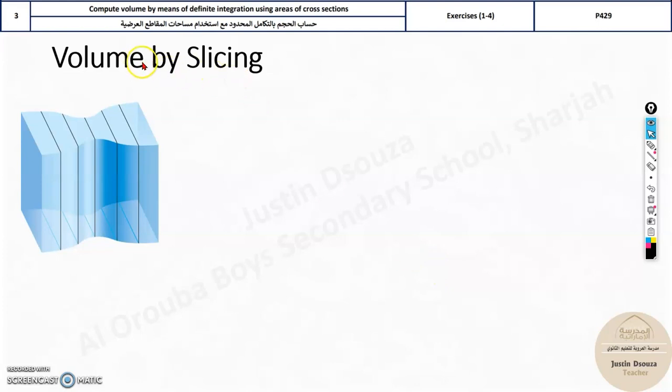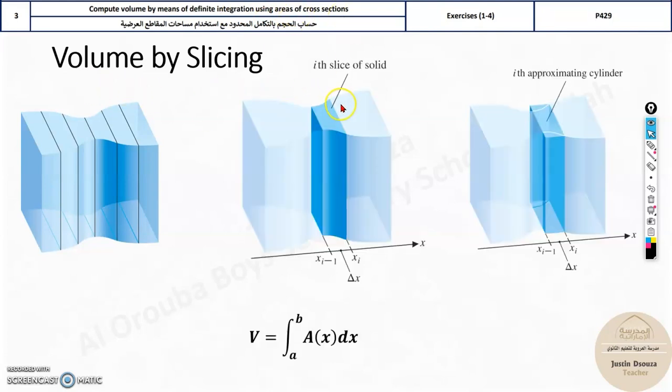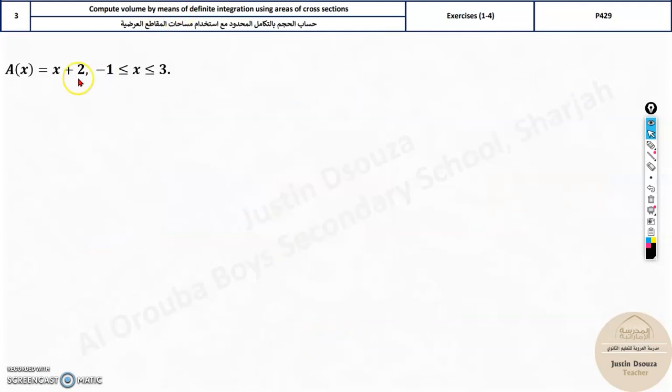The third topic is on finding the volume by definite integration using area of cross sections. This is also called volume by slicing. We use this formula where volume is integral from a to b, integration of what? Area with respect to dx. So we will see a problem. You'll understand how easy it is.